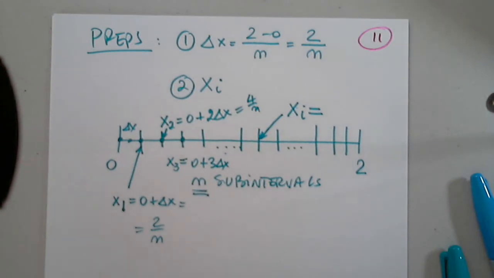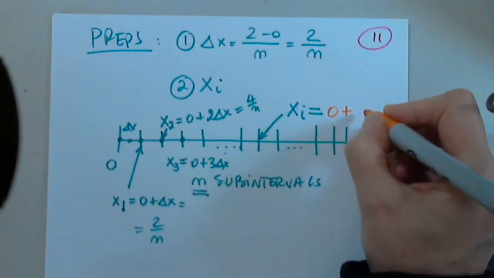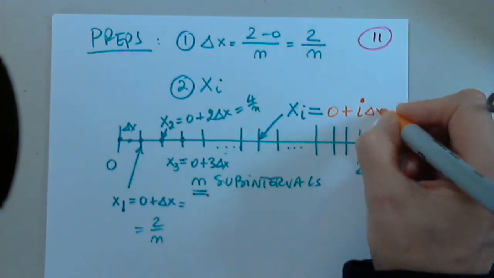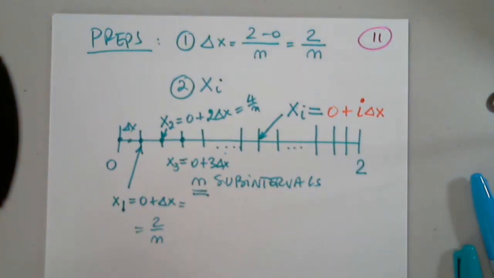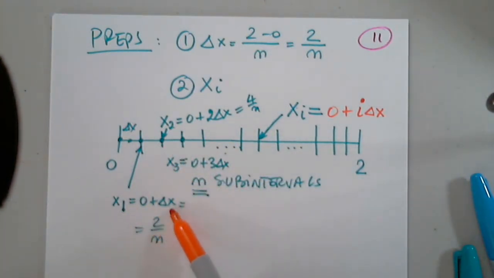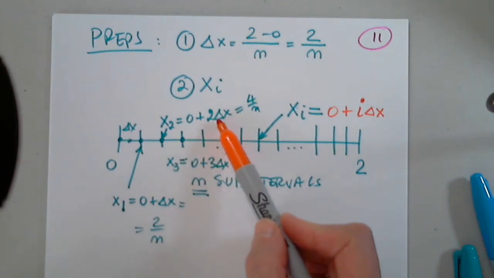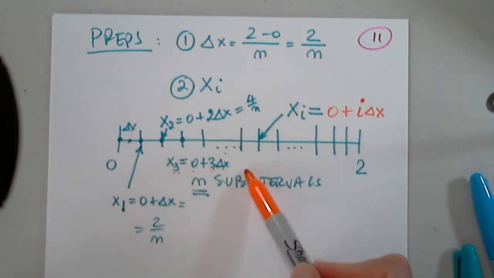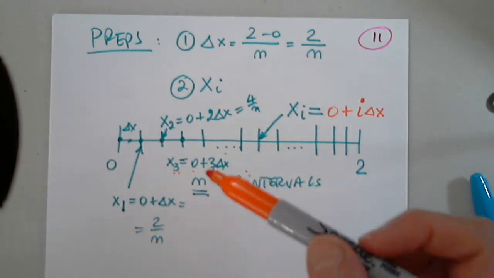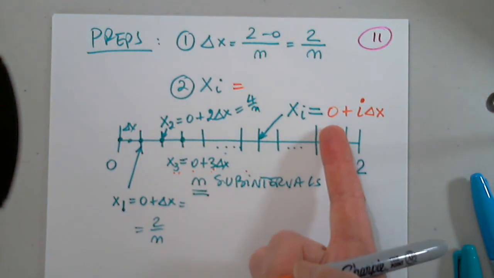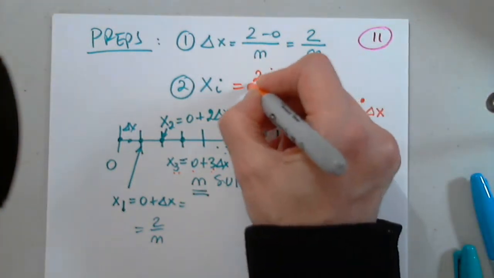0 plus I delta x. That's it. For 1, it was 0 plus 1 delta x. For 2, it was 0 plus 2 delta x. For 3, it was 0 plus 3 delta x. So then my xi is basically I times delta x because this starting point is 0. So this is 2I over n.